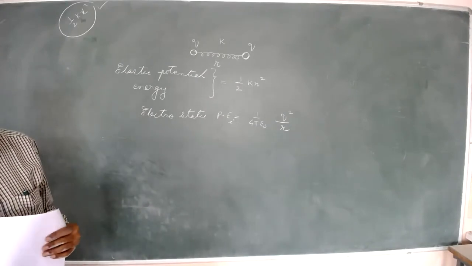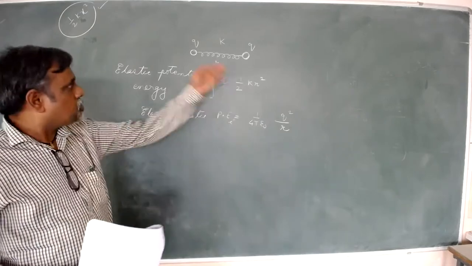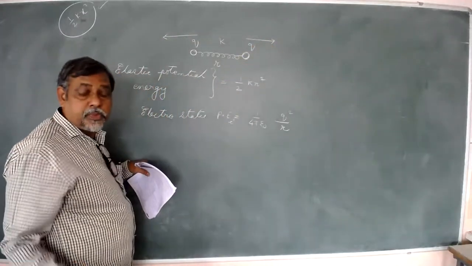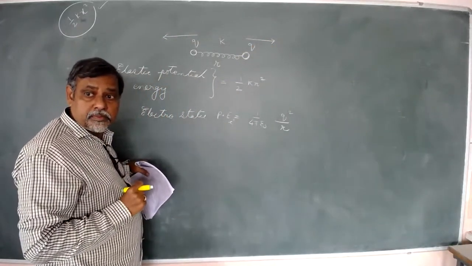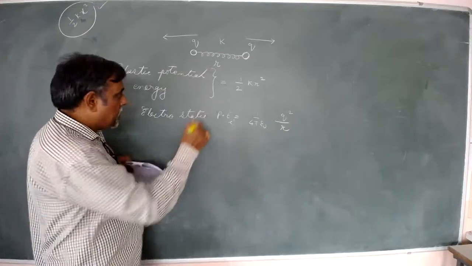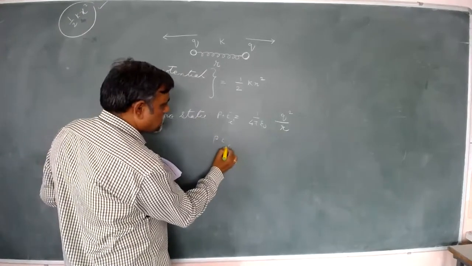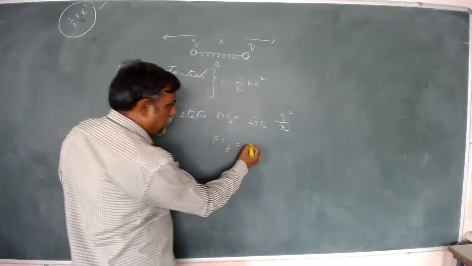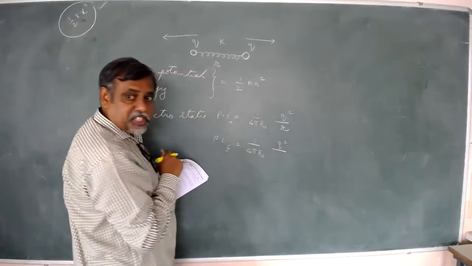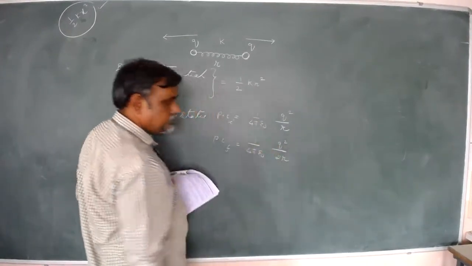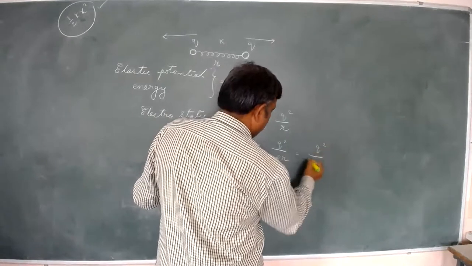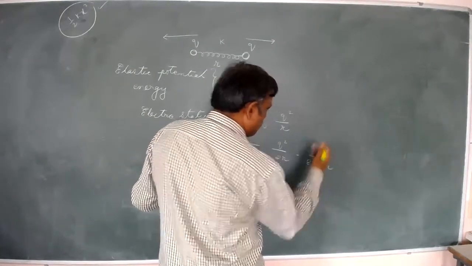The moment you leave it, because of the force of repulsion, both the charges will move apart. The extension in the spring is R, so the new distance between the charges is 2R. Then the final electrostatic potential energy is 1 by 4 pi epsilon naught, Q square by 2R, which becomes Q square by 8 pi epsilon naught R.